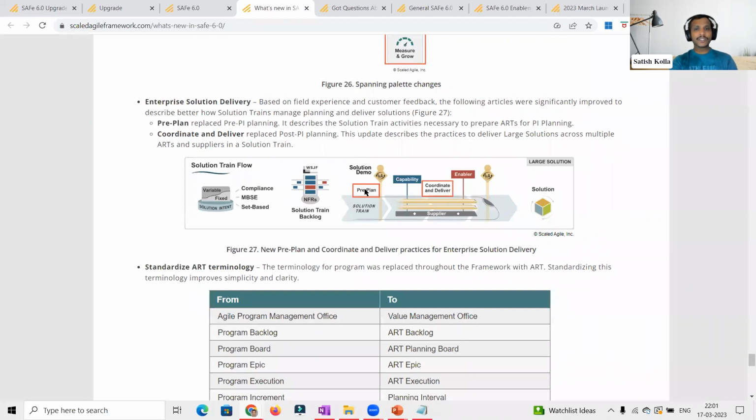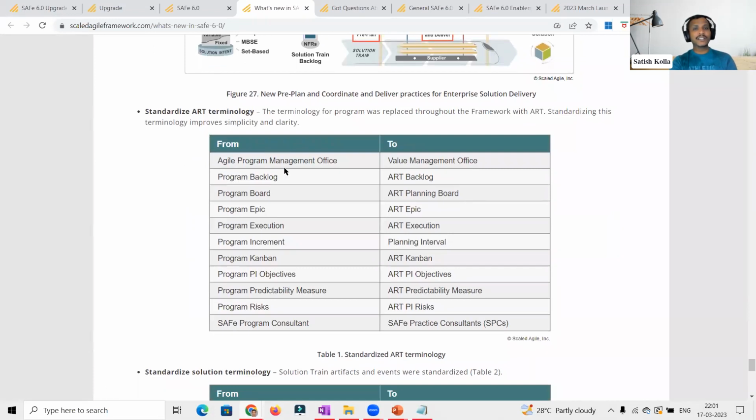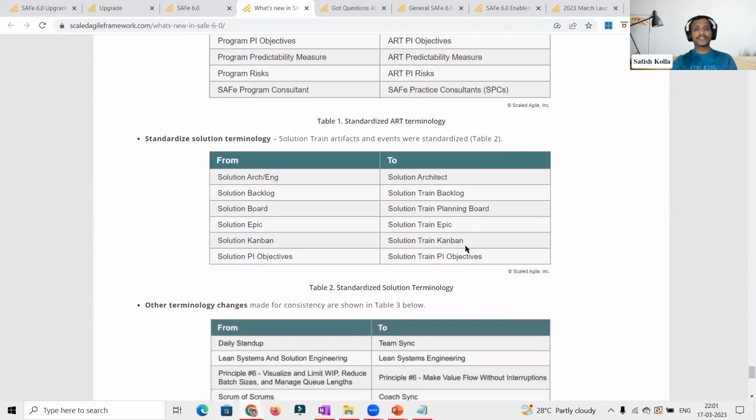Along with the pre-planning for the solution, large solution release train, now it is coordinate and deliver. Earlier it used to be coordination. Now it is defined as coordinate and deliver from the implementation perspective. And there are terminology changes. Wherever the program is there, it is revised as an agile release train, no more a program. And the program increment is now called the planning interval. And other changes were listed on the page. We can go through it quickly.